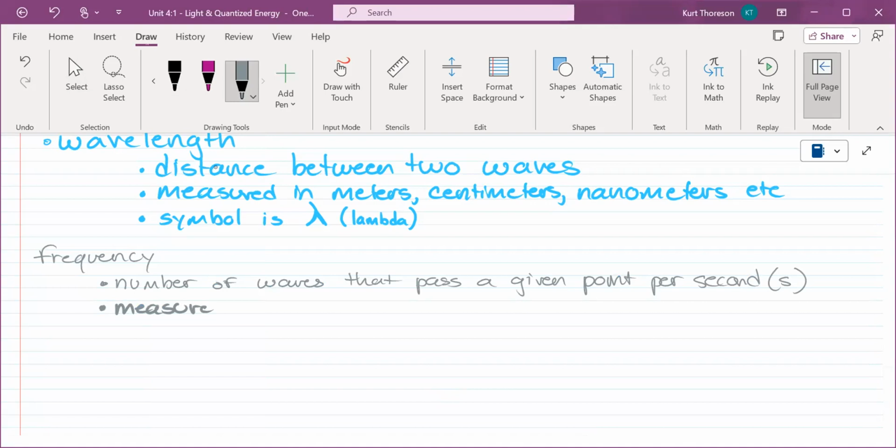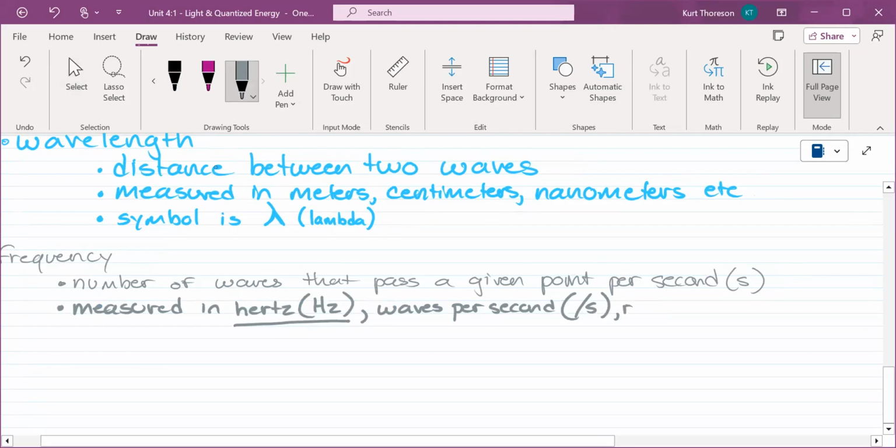It has three different forms of measurement. It is measured in hertz, which is capital H, lowercase z for an abbreviation. It is measured in waves per second. Or it is measured in the reciprocal of a second.